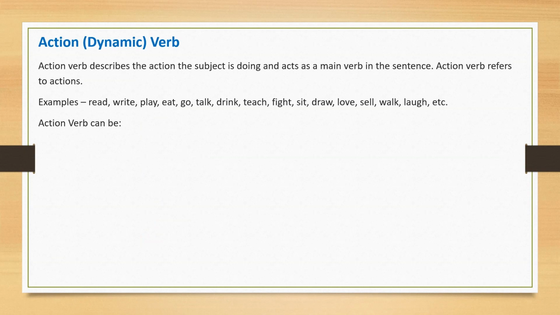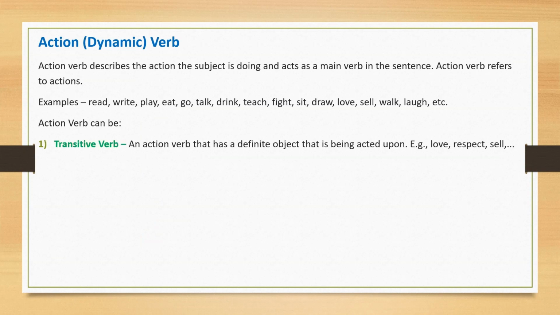Action verb can be a transitive verb, an action verb that has a definite object that is being acted upon. This type of verb cannot be used without an object. Object with a transitive verb is mandatory. For example, love, respect, sell.